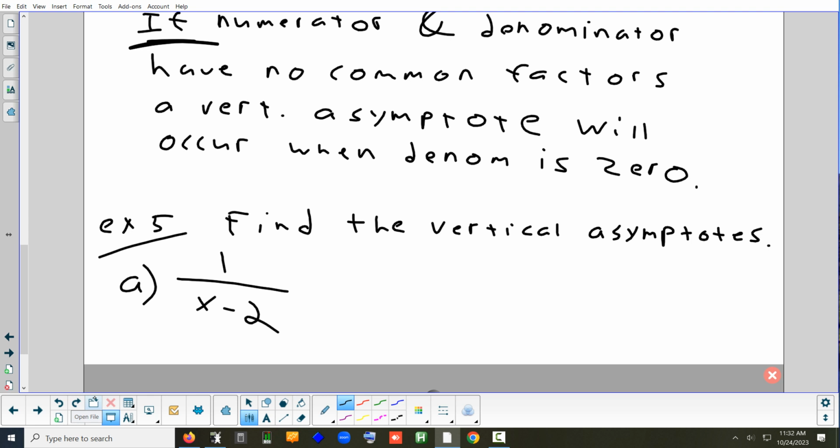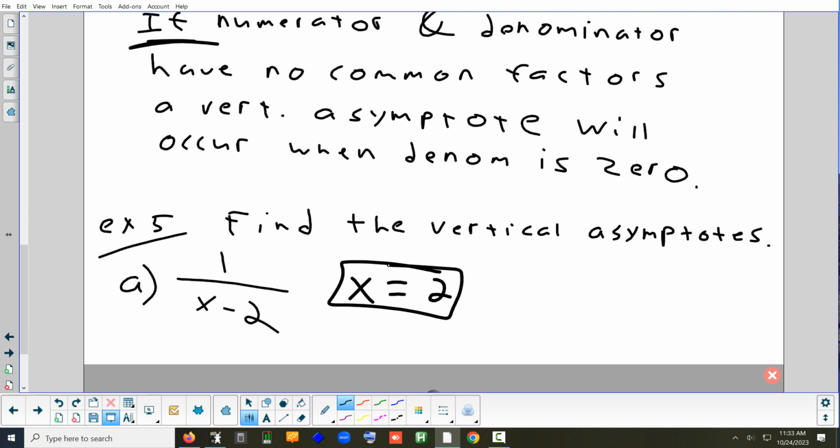Okay, so when we're writing the equation of a vertical asymptote, it always starts out x equals, and then it's just the value that would make the denominator 0. There's no common factor here, just a 1 and an x minus 2. You'd have to have an x minus 2 in the top to get a hole. So what number can you not plug in for x? 2. That's your vertical asymptote.